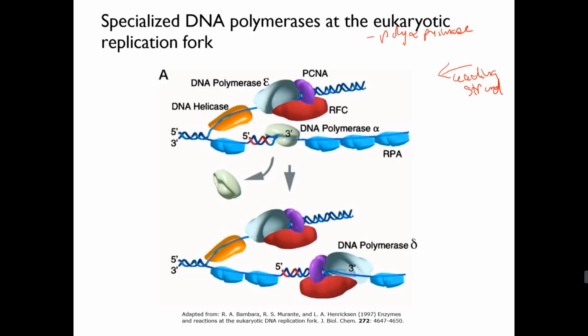But once we load RFC and PCNA, which are depicted here, the polymerase that functions is actually called polymerase epsilon. Okay, and that's on the leading strand. So this is the one that actually does the continuous synthesis of the leading strand, and it does so in the 5' to 3' direction. Okay, so it's the replication polymerase, and as such, it has proofreading activity. Okay, so that's very important.